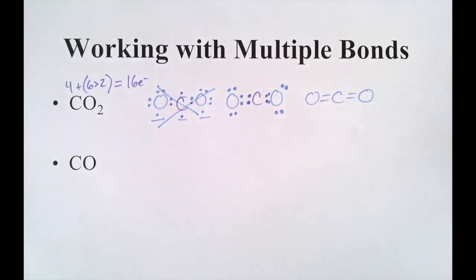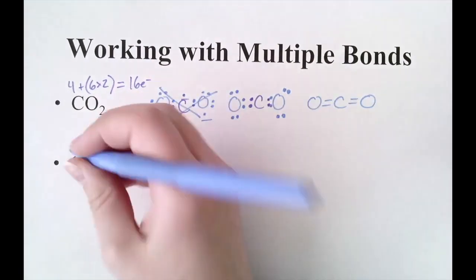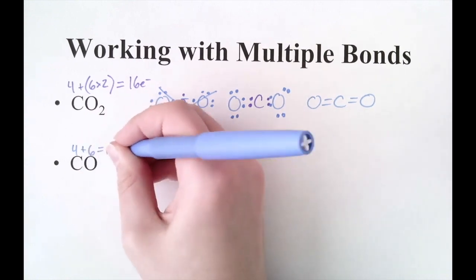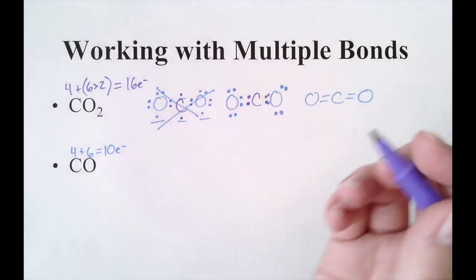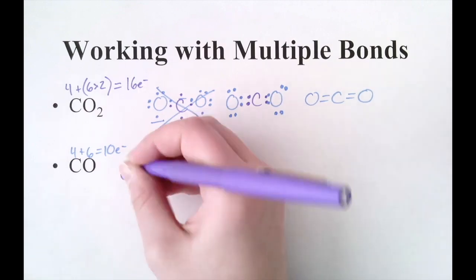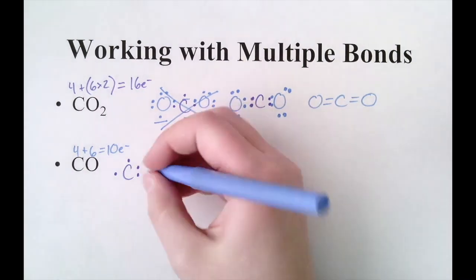Now let's look at carbon monoxide. Carbon monoxide, again, we're going to have 4 electrons from carbon and 6 from oxygen for a total of 10 valence electrons here. Now I should know right away that this is going to involve multiple bonds. So maybe the first thing I'll try is a double bond and see what that looks like.